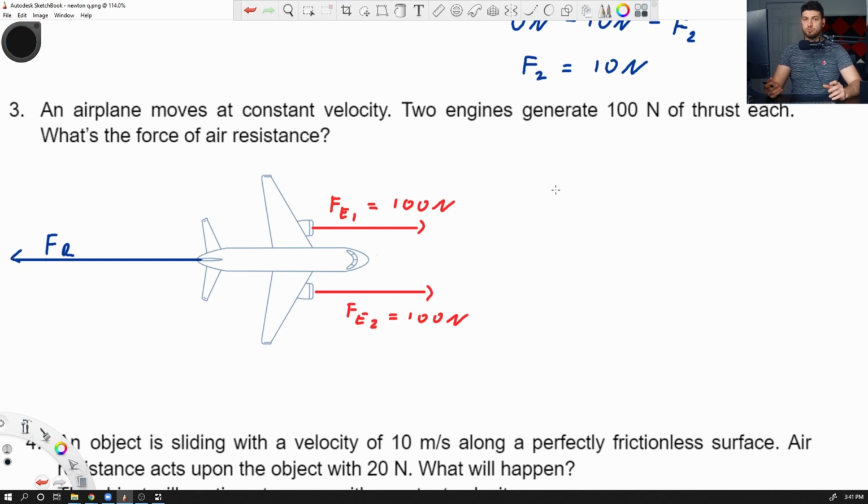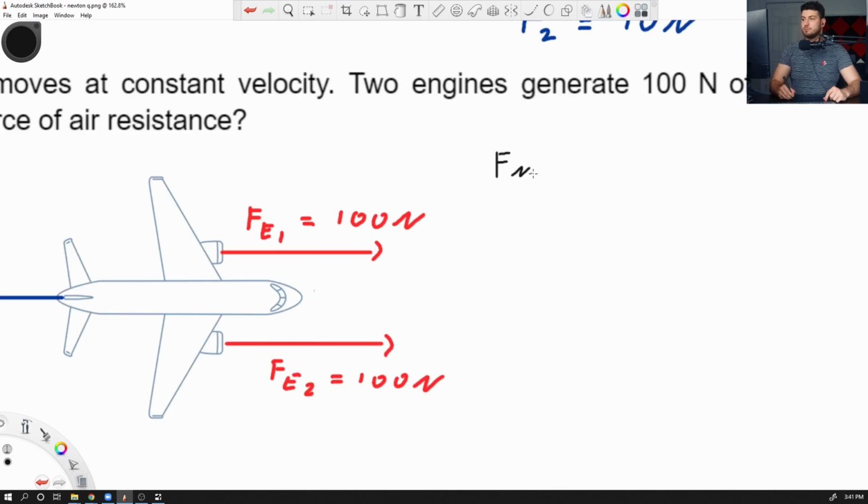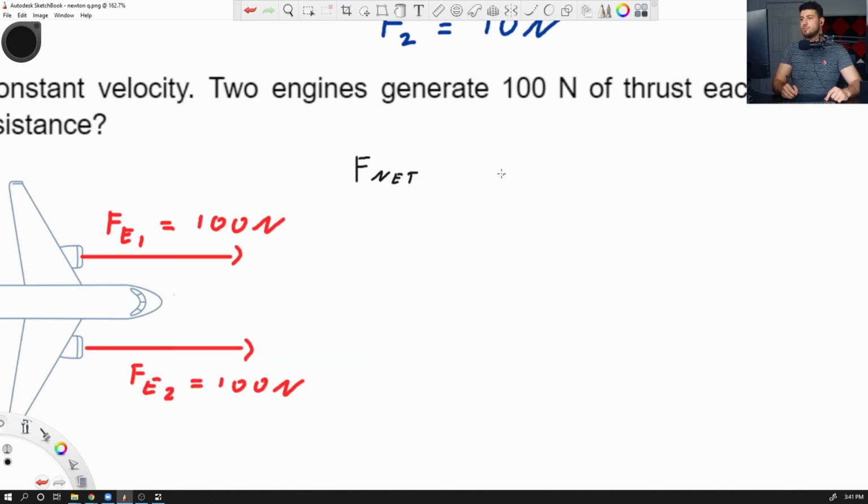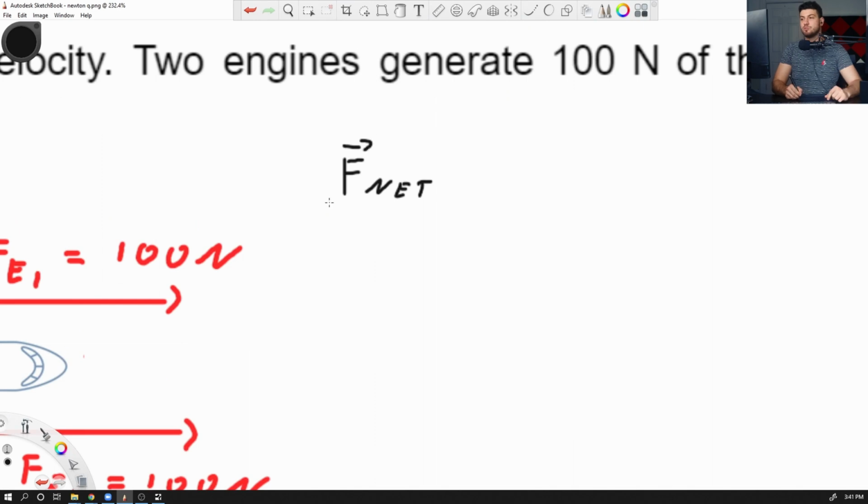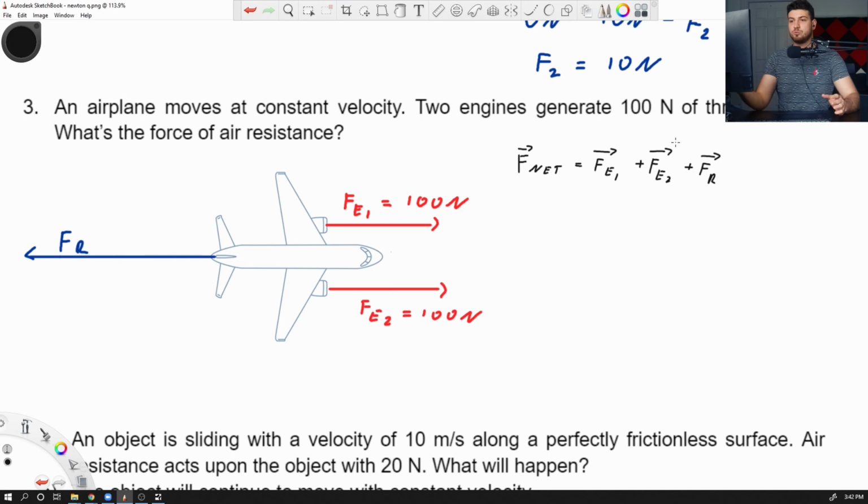Now I think that's a good place to introduce the notation for vectorial sum. So let's say F net. What is F net? We said that it's a vectorial sum of all of the forces. Vectors are usually expressed with the small arrows on top of the letters. So F net equals F engine 1 vector plus F engine 2 vector plus F resistance vector. Now, the fact that we have a sum of the vectors doesn't necessarily mean that we're actually adding values. In fact, sometimes it's exactly opposite.